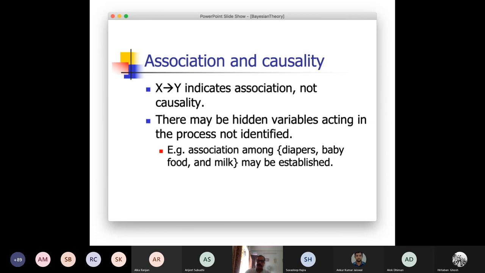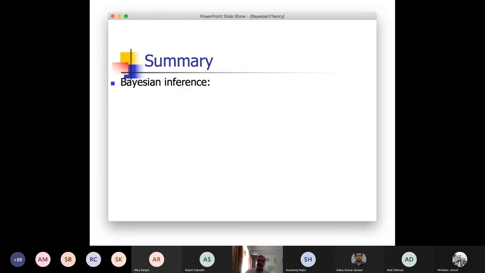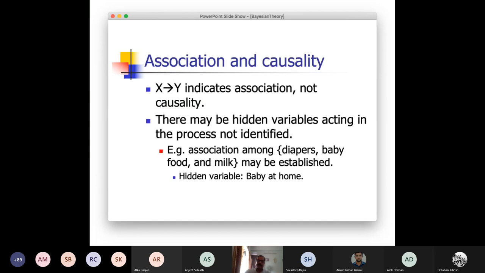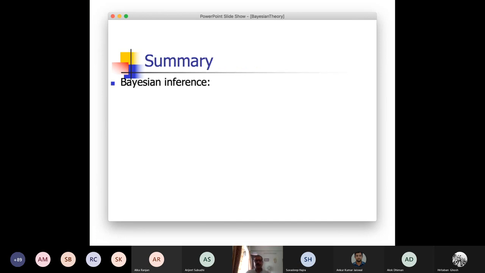Say for example, we have association among diapers, baby food, and milk. That may be established, but the hidden variable is something like a baby at home, right? That variable is not reflected here. Anyway, with this we have more or less discussed these different topics under this Bayesian inference scheme, inference mechanism, and I will be just summarizing them.